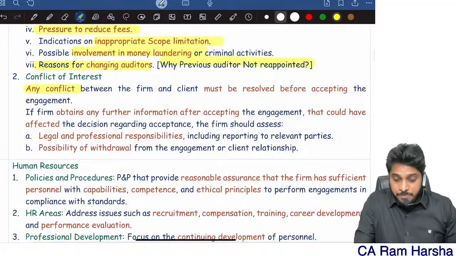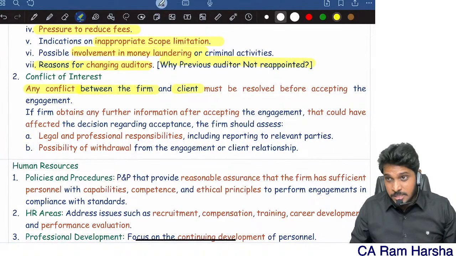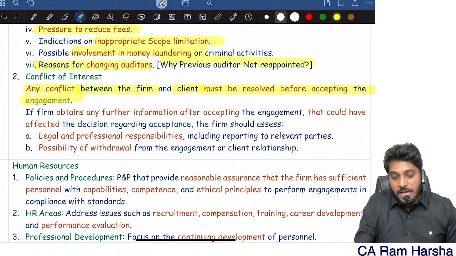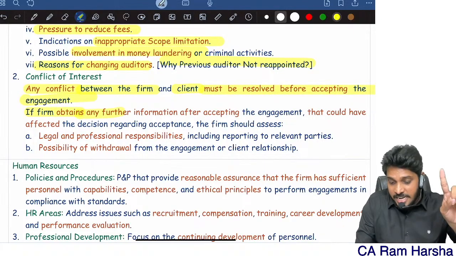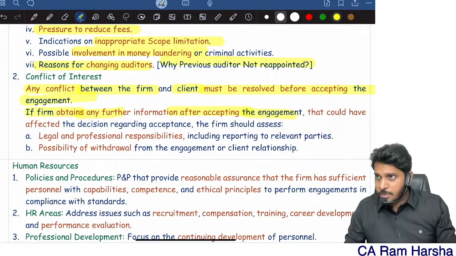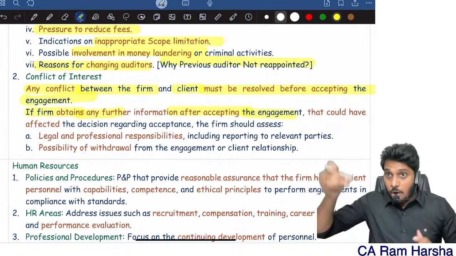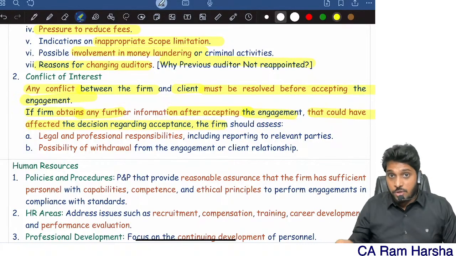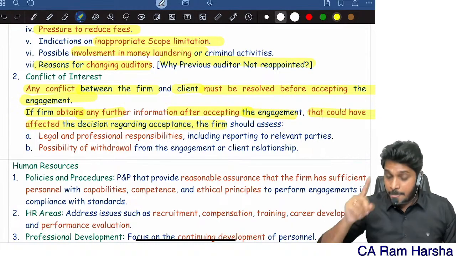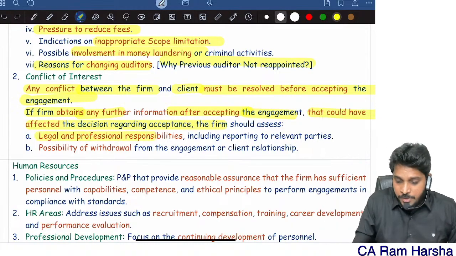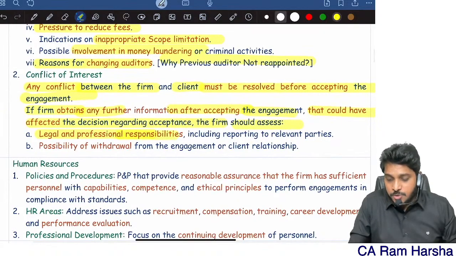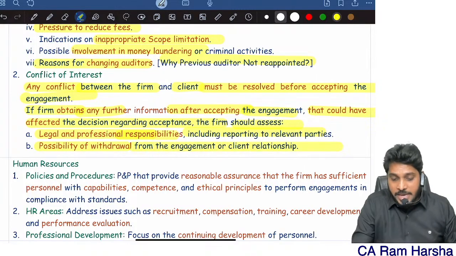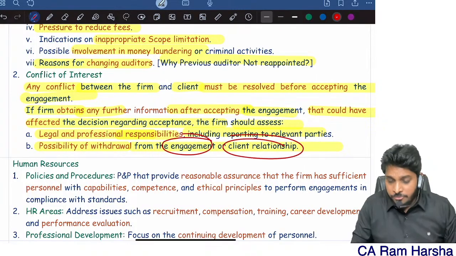Now remember, if any conflict is there between the firm and client, suppose my relative has some shares in the company, that's a conflict. It must be resolved before accepting the engagement. If the firm gets any information after accepting the engagement, we started the audit and now we got to know some information that could have affected the decision regarding acceptance, if I had known earlier I would have declined this work, then what does the firm have to do? The firm should assess legal and professional responsibilities, including reporting to relevant authorities and the possibility of withdrawal from the engagement or from the client relationship.